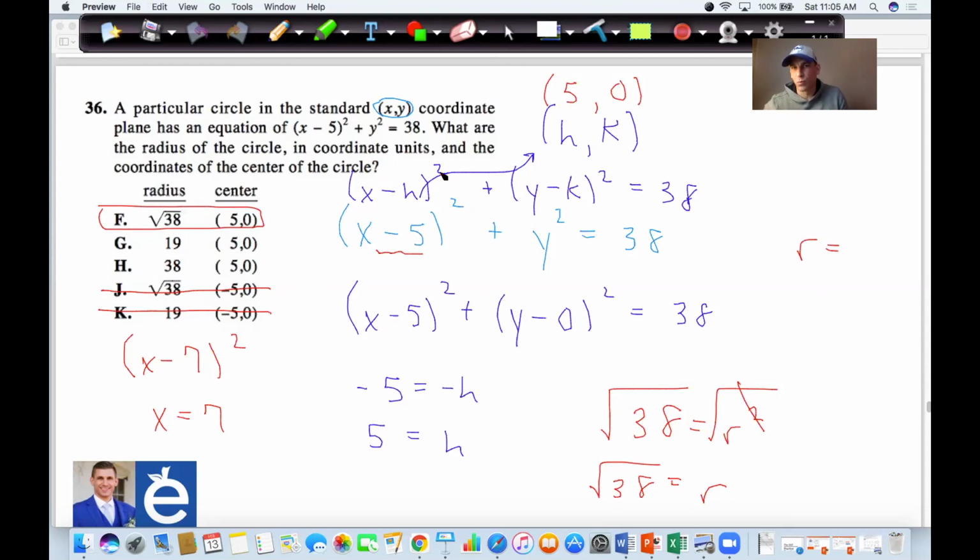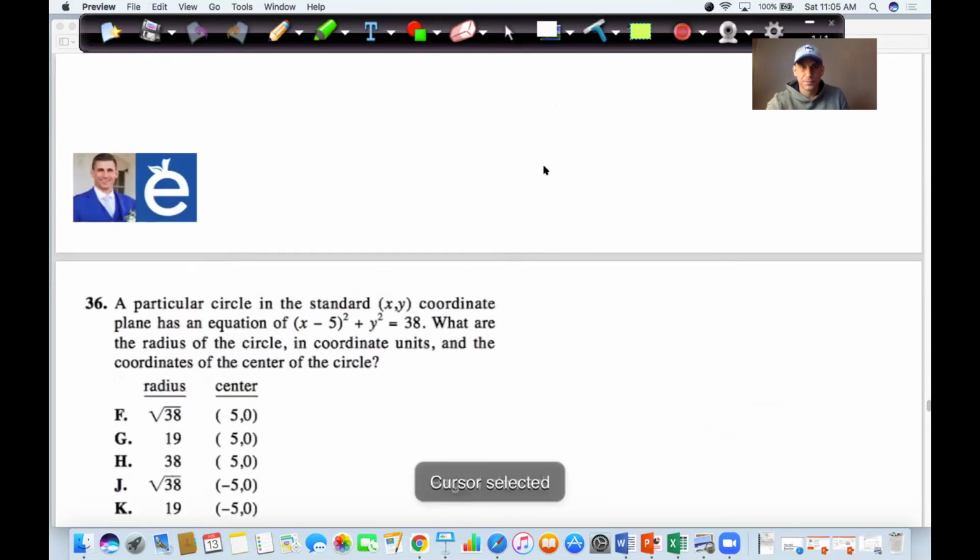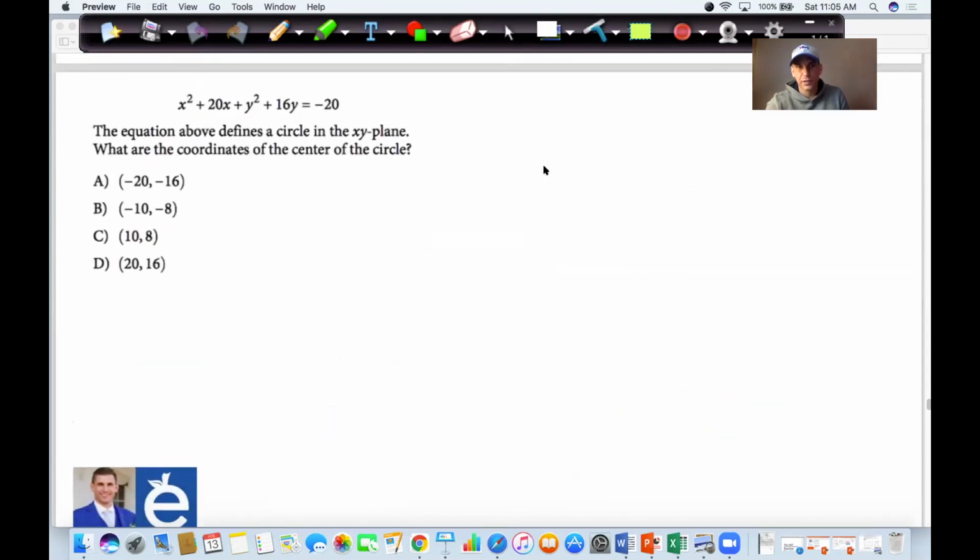So thus far, we've done one where we give you the coordinates and you fill in the line, and then we've done another one where we give you the line and you fill in the coordinates. Okay, let's do one that's a little bit harder, so we can see.